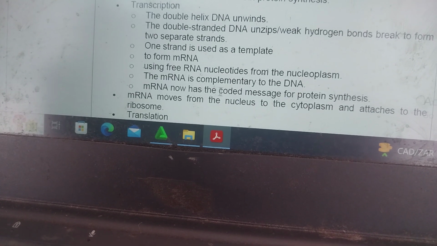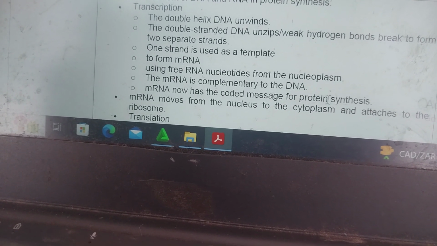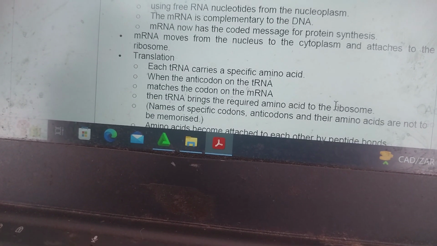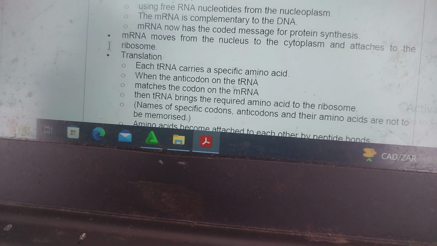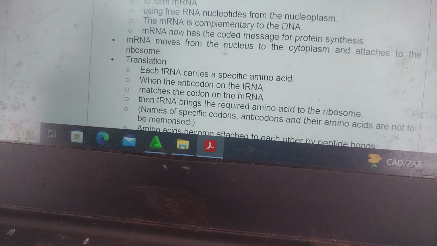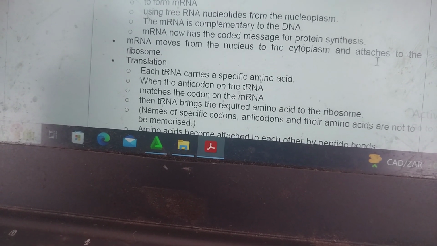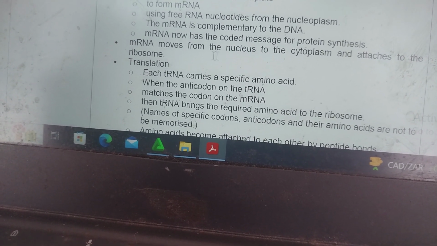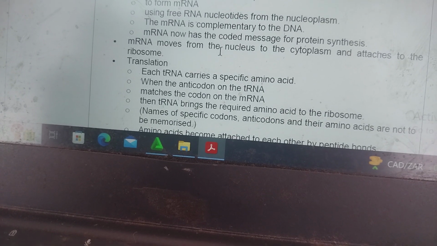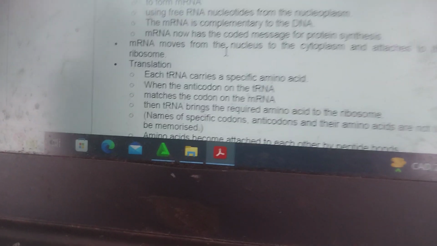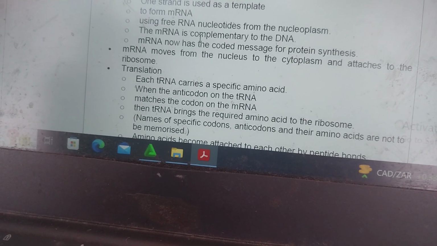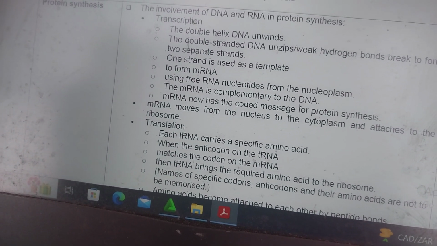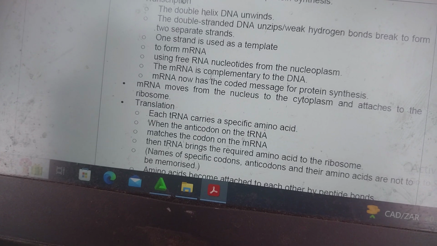The messenger RNA now will have to be coded with the message for the protein. It will have to carry the message of the protein, meaning what type of protein is going to be formed. Then messenger RNA will move from the nucleus to the cytoplasm and attach itself onto the ribosomes. To attach itself on the ribosomes, it is helped by the ribosomal RNA. That's the process of transcription. So in examination, if you are asked to describe what transcription is, basically that's what is needed.